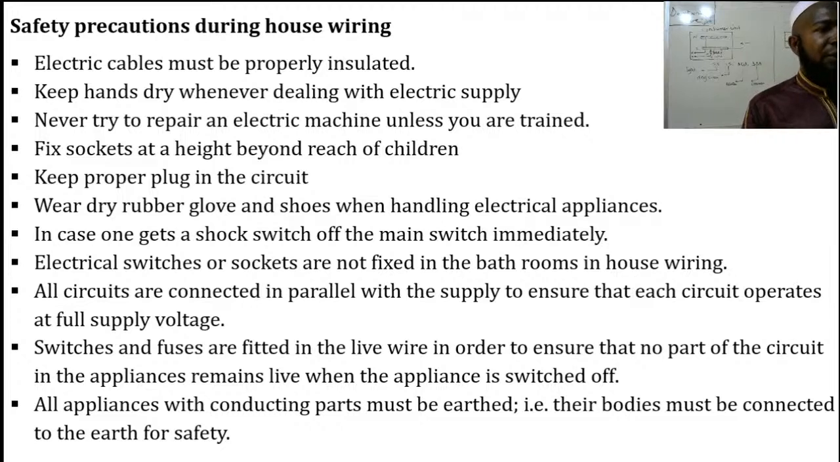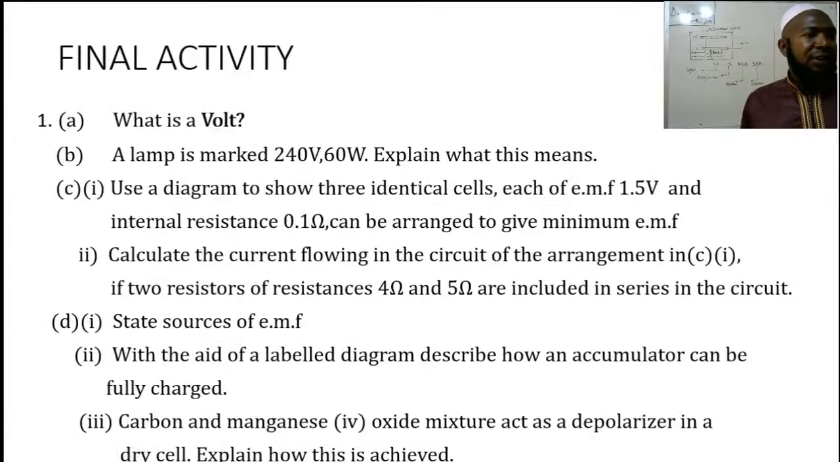Now, we are concluding by only giving you the final activity. Final what? Activity. This activity has only 3 numbers. The first one is general, is for general current electricity. What is a volt? A lamp rated 240 volts, 60 watts. Explain what this one means. Use the diagram to show 3 identical cells, each of 1.5 volts. The resistance 0.1 can be arranged to give maximum EMF. Calculate the current flowing in the circuit.